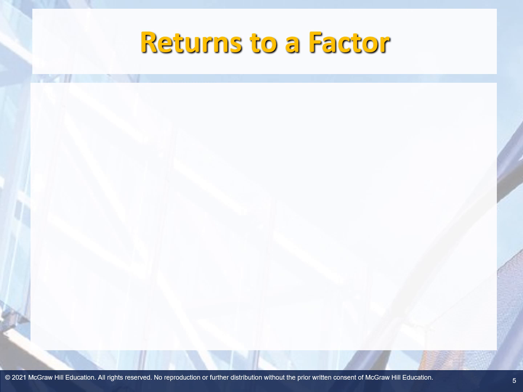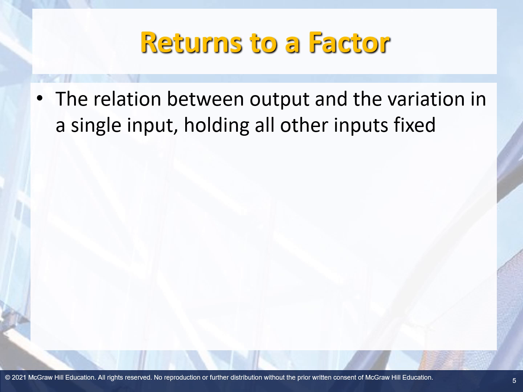Returns to a factor is the concept which examines how output changes when we vary one input while keeping others constant. There are 3 key measures. First, total product. This is the total amount of output produced when you increase the amount of one input, like labor or raw materials, while keeping everything else constant.